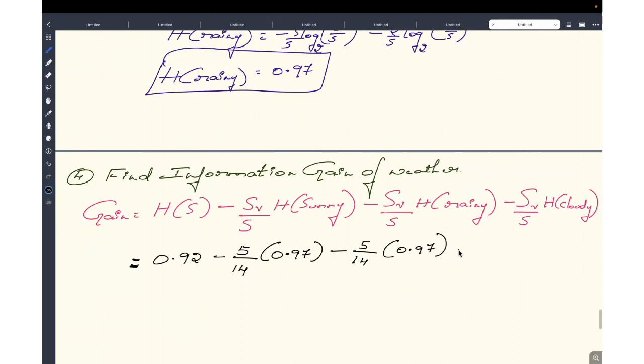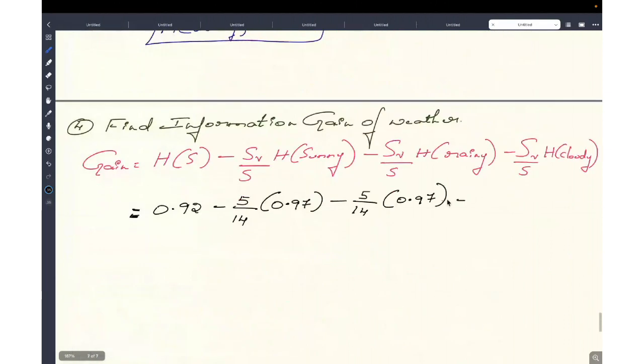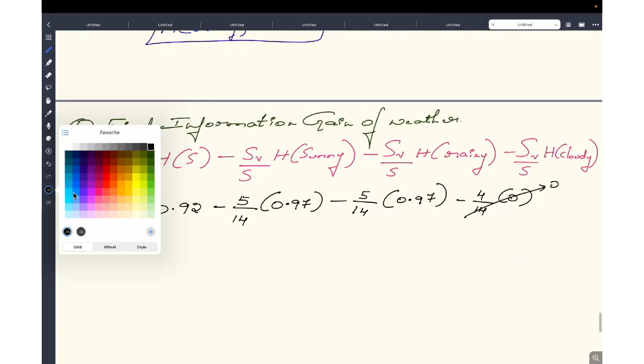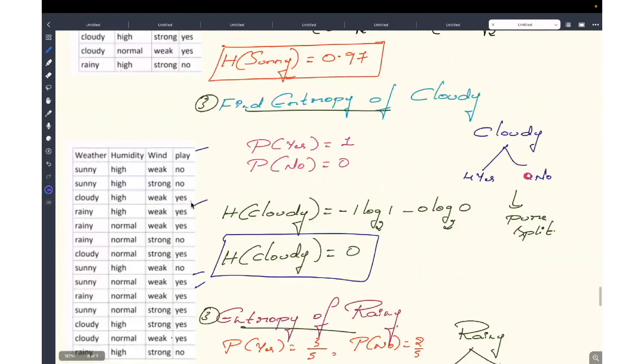Minus samples related to Cloudy. How many Cloudy samples are there? Just 4, out of all 14 samples. And entropy of Cloudy is 0. This term vanishes and the remaining stays. If you simplify, can you guess the gain? What is this 0.92? The overall entropy that we calculated before splitting.